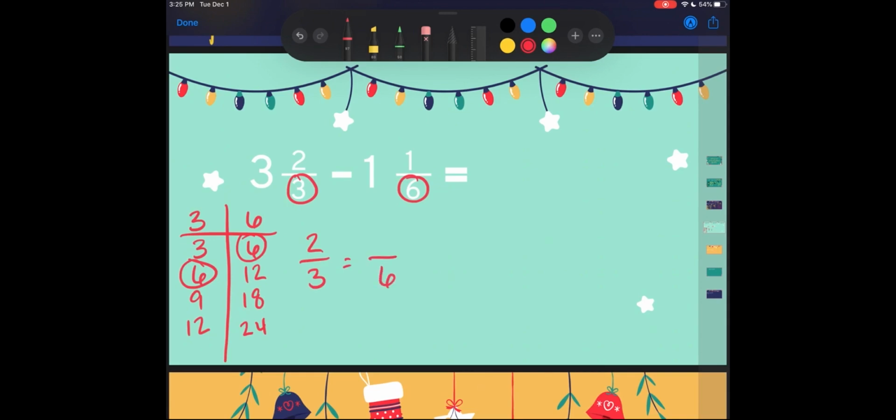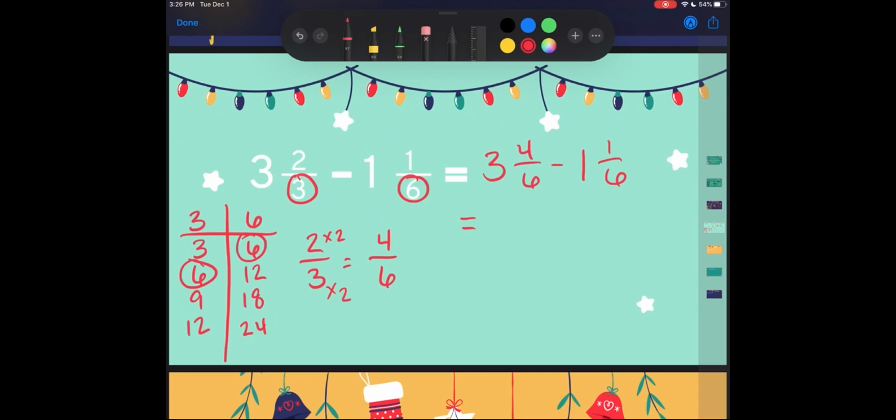Well, to go from 3 to 6, I got to multiply by 2. So we'll do 2 times 2 to get our new numerator, which is 4. And so now that 4/6 is going to take the place of 2/3, and now we're ready to solve. So we have 3 4/6, because that took the place of 2/3, minus 1 1/6. And now we can solve that.